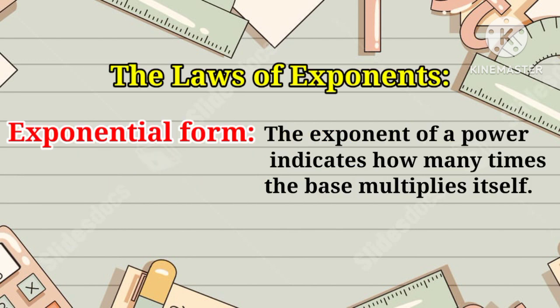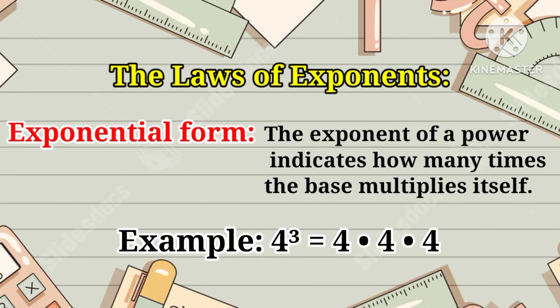The laws of exponents. Exponential form. The exponent of a power indicates how many times the base multiplies itself. For example, 4 cubed is equal to 4 times 4 times 4.